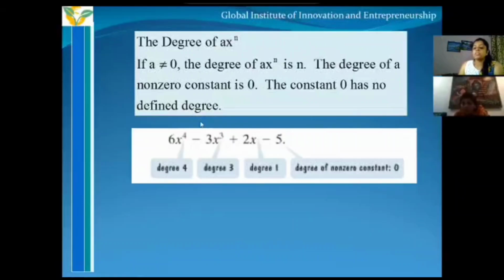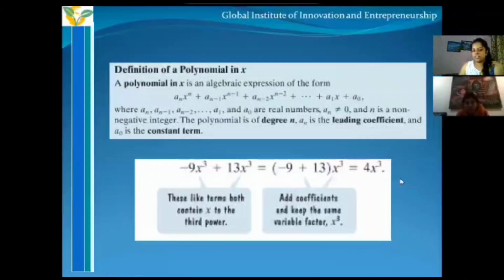Okay. So 6x raised to 4 minus 3x cubed plus 2x minus 5 is a given polynomial. What is this 6 called? This 6 is called the coefficient of x with a degree of what? 4. And 3 is called the coefficient of degree x cube. And 2 is called the coefficient of degree x raised to 1. And 5 is the non-zero constant, whose degree is 0.